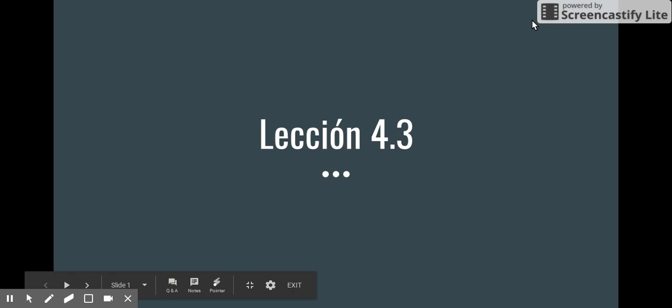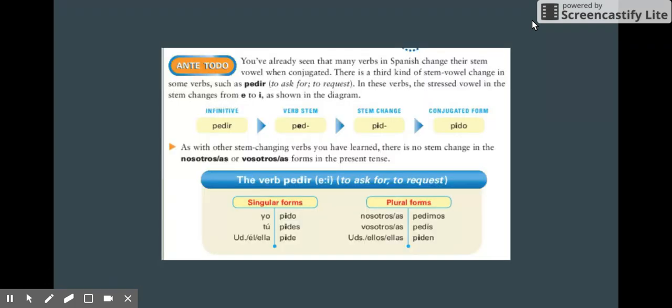Welcome to the video lecture for section 4.3, and in this section we'll learn about stem changing verbs that go from E to I. So just like E to IE or O to UE, there are also other verbs that have a stem change from simply E to I. You can see it's always the second E in these cases. For the verb pedir, the only E is that one right there, so when you conjugate it, it changes to an I.